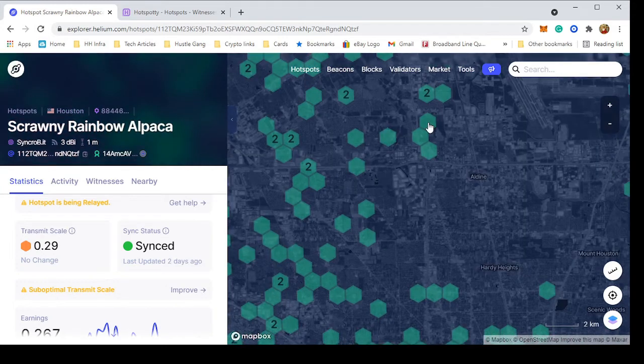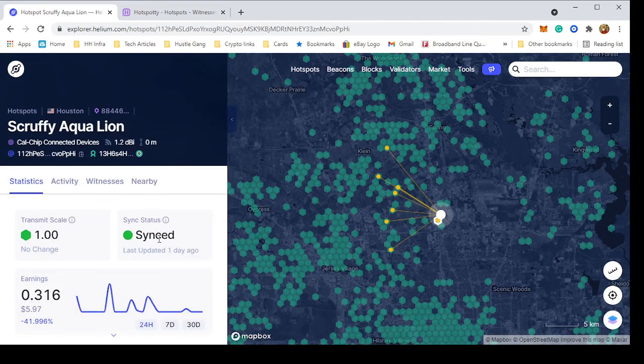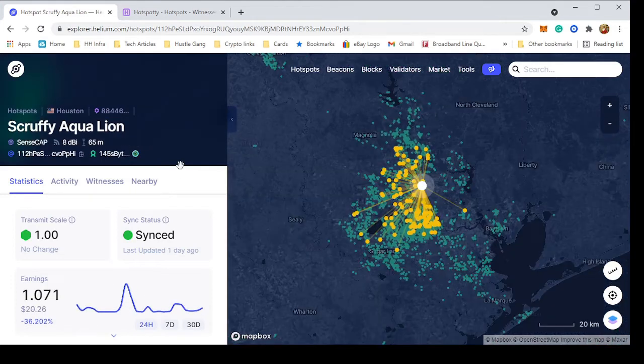Just like our friend here. No, that's not the guy. I want this guy. Well, but similar, right? Similar results right there. We want to be like our man Scruffy Aqualine. That's what we're trying to do. But we've got to go 8 dBi for that.